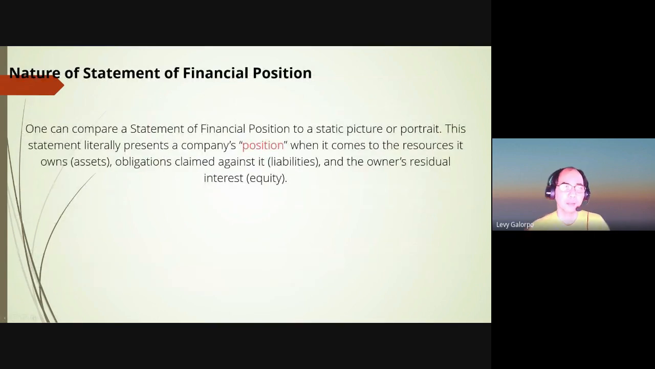So, one can compare a statement of financial position to a static picture or portrait. Diba? This statement literally presents a company's position when it comes to the resources it owns, obligations or yung ating liabilities, and the owner's interest or yung equity. Okay, so yan ang nature ng ating balance sheet, no? Pinapakita yung position ng kumpanya as of this date. Okay.